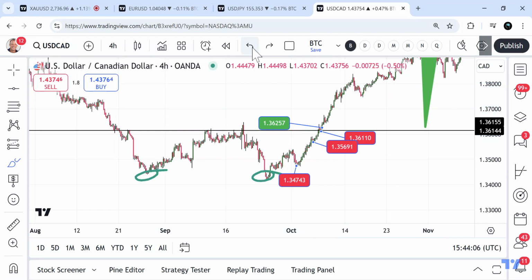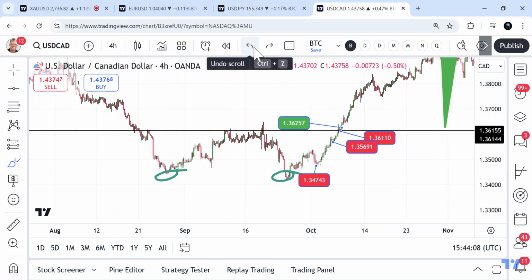So that's what I would have done in that situation. And now let's talk about bullish and bearish flags. Let's jump over to the USD yen.